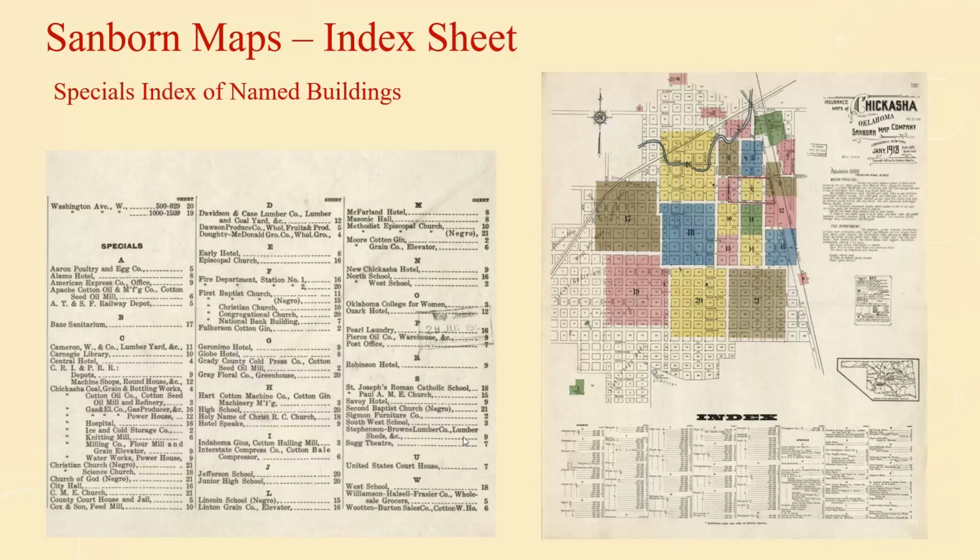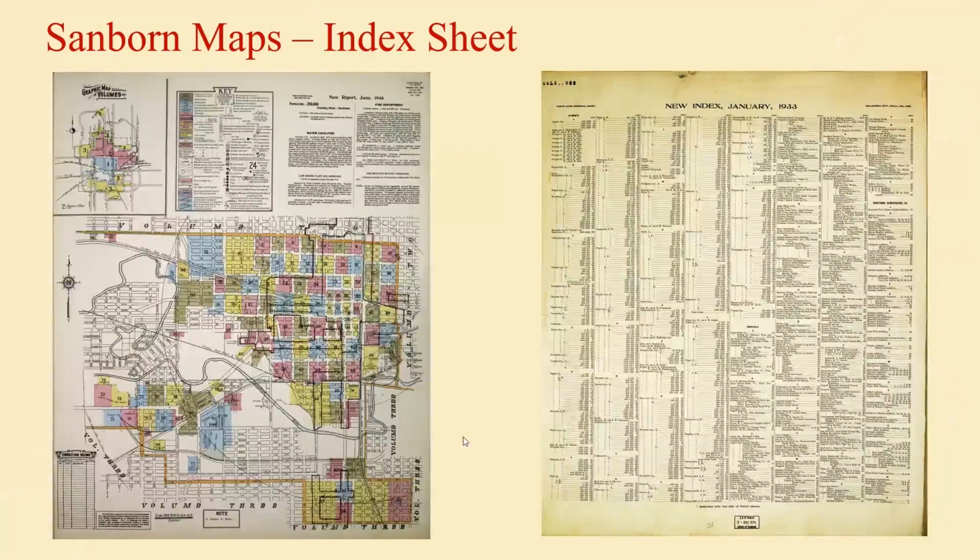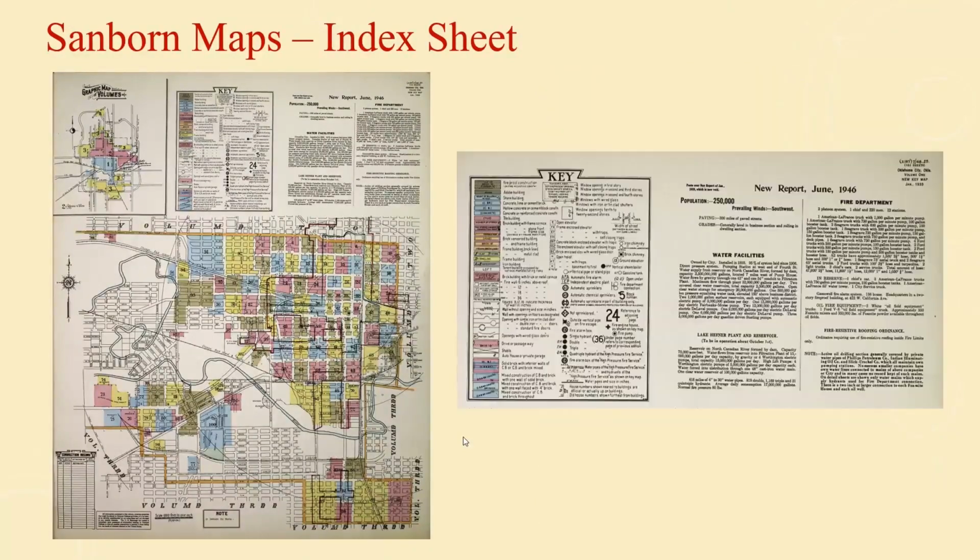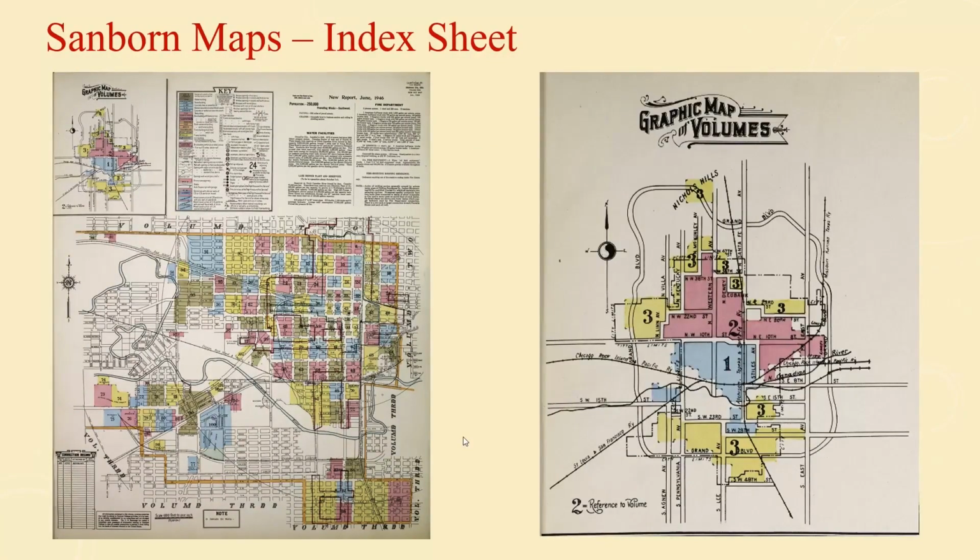On the big cities, the index will take up a whole sheet or even more than a sheet. So there'll be an extra sheet just with that. The big city indexes are very similar to the small. You have a key. Here's a better one. You have information about the water facilities, the fire department, the date, all of that business. You'll also find on these maps, where there are multiple volumes, a graphic map showing you the area that each volume covers. So you can find which volume you need to go to find what you're looking for.